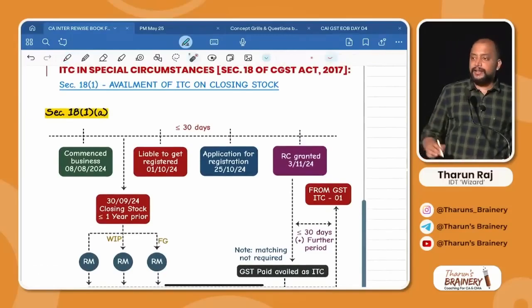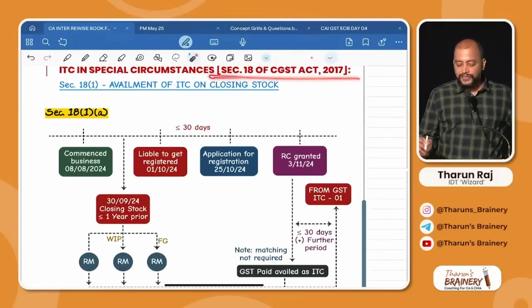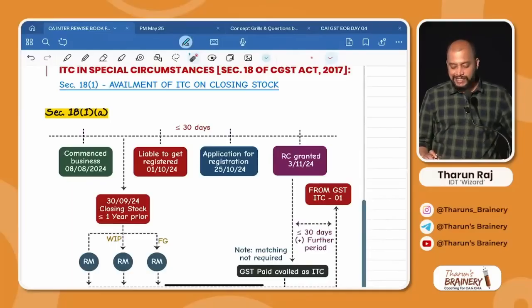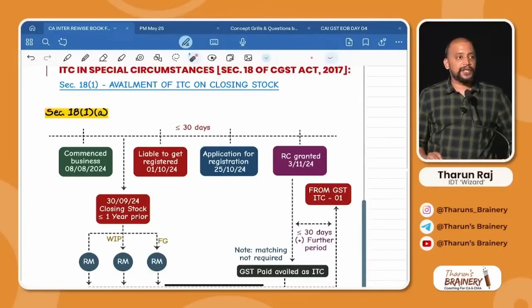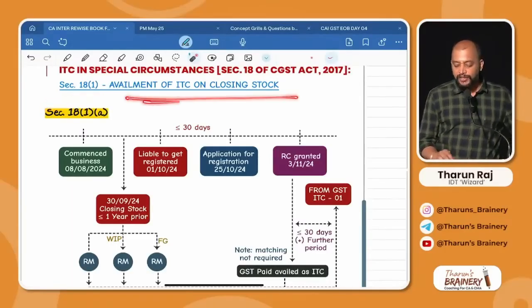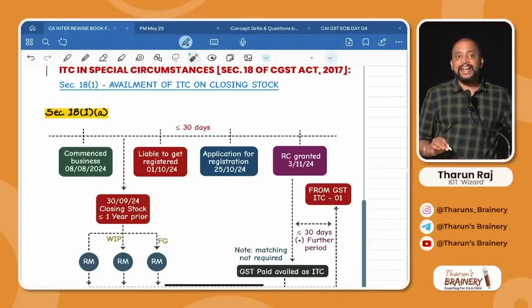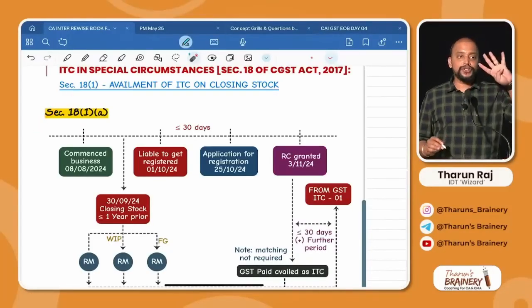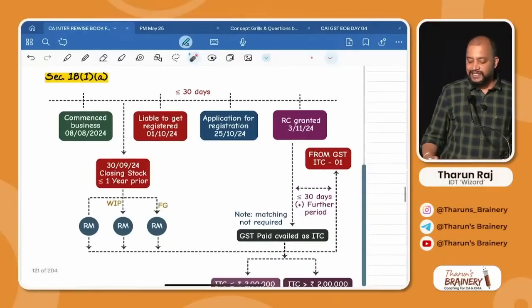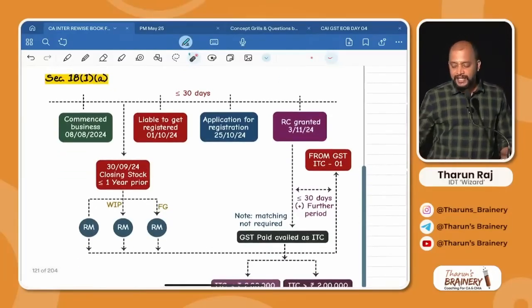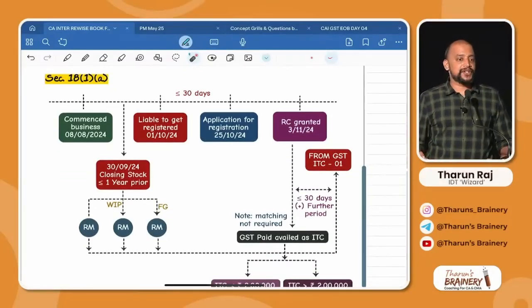In this, section 18 deals with ITC in special cases. Section 18 subsection 1 talks about availment of ITC on closing stock. As per section 18(1)(a), there are a total of 4 situations in which we can avail the ITC on closing stock. I have given an example to understand this concept.